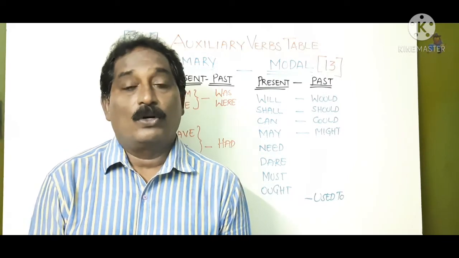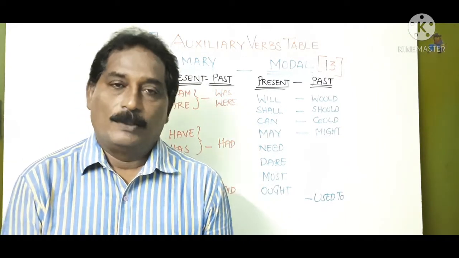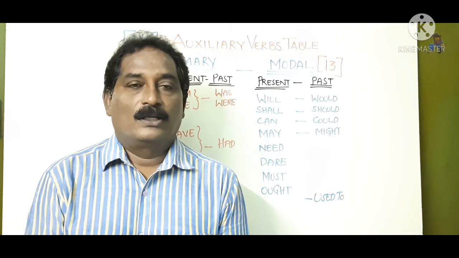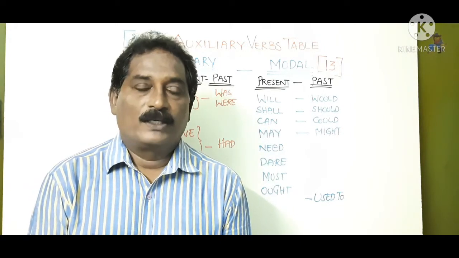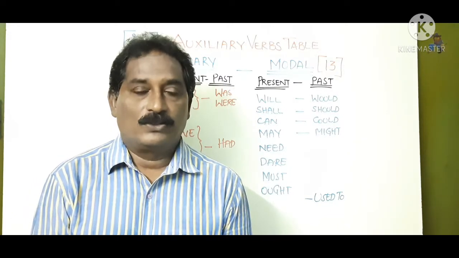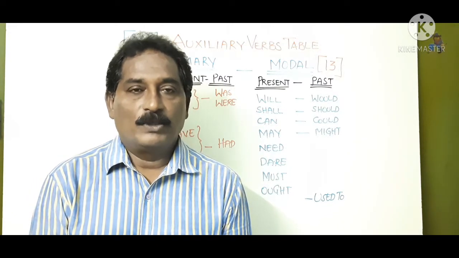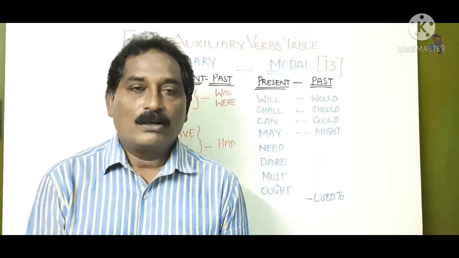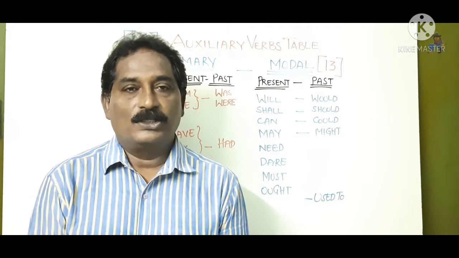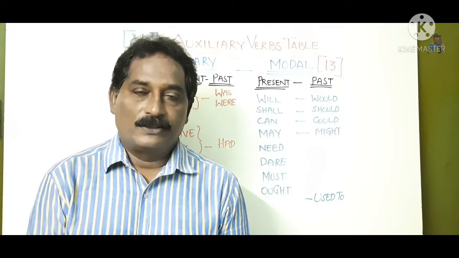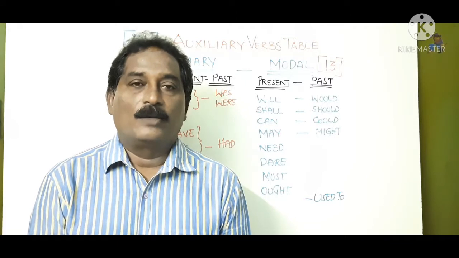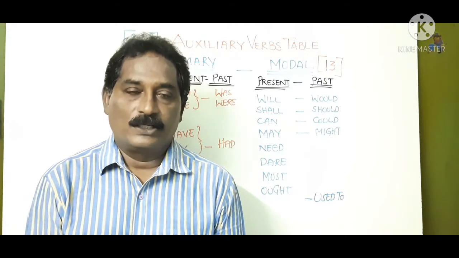Let us see auxiliaries. Auxiliaries are also called by another name, helping verbs. They are very strange and peculiar, because of this they are called anomalous verbs. Anomalous means not like other verbs. They are strange and different. So the auxiliaries are divided into two types: primary auxiliary and modal auxiliary.